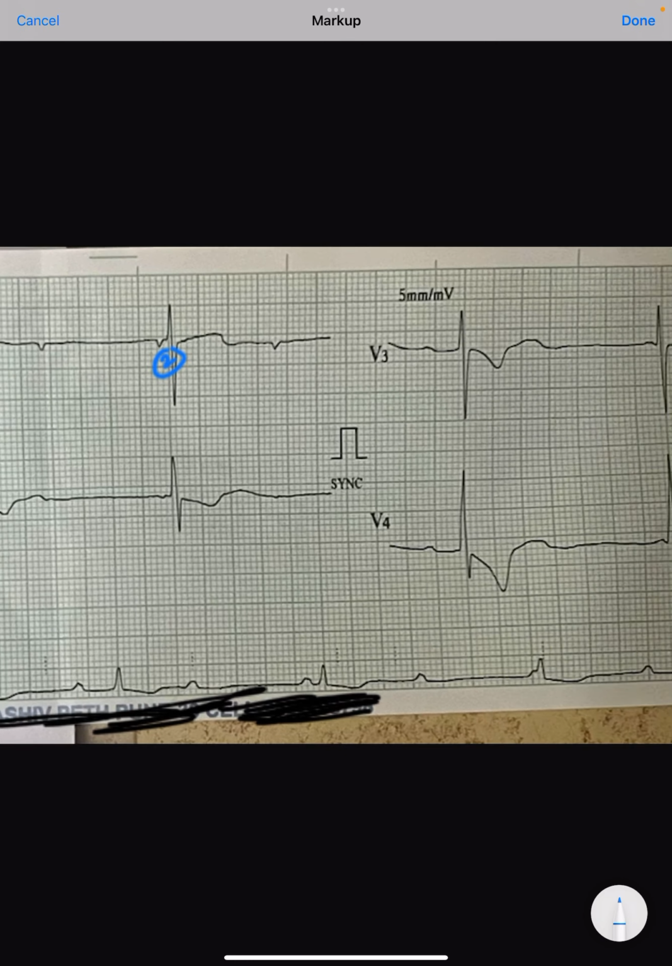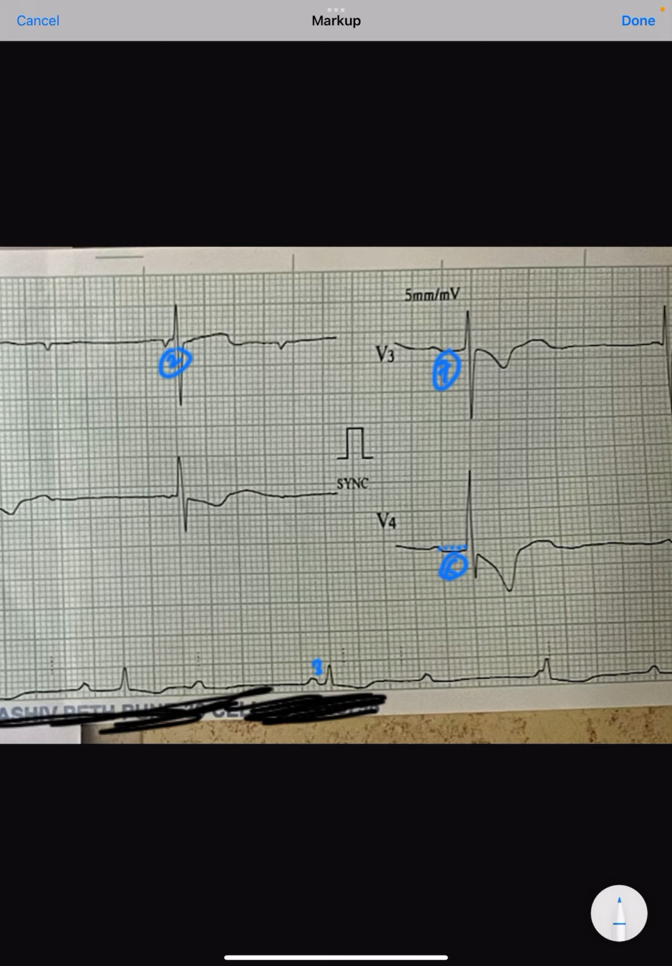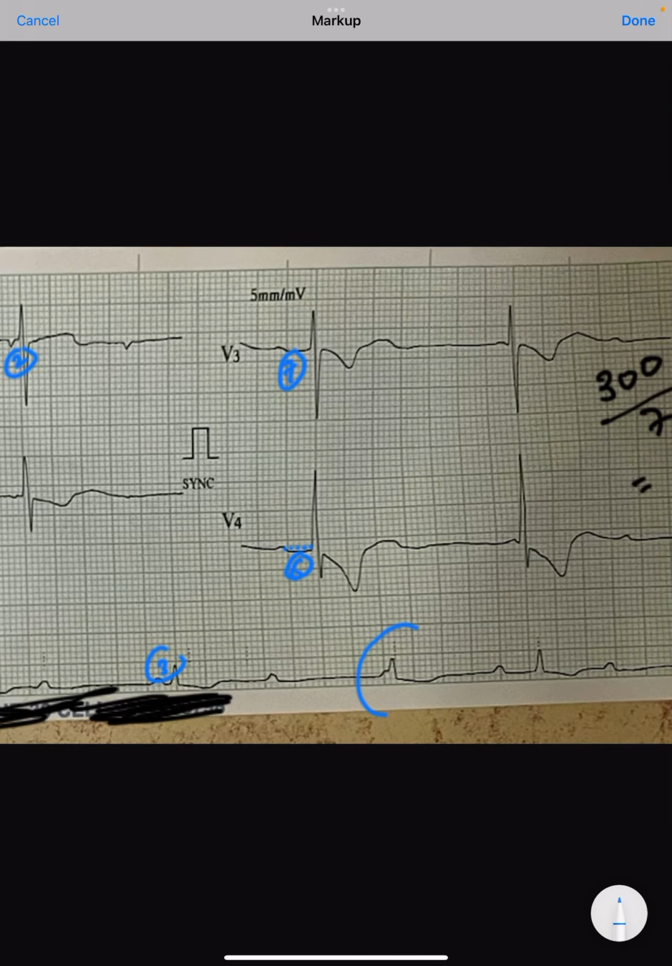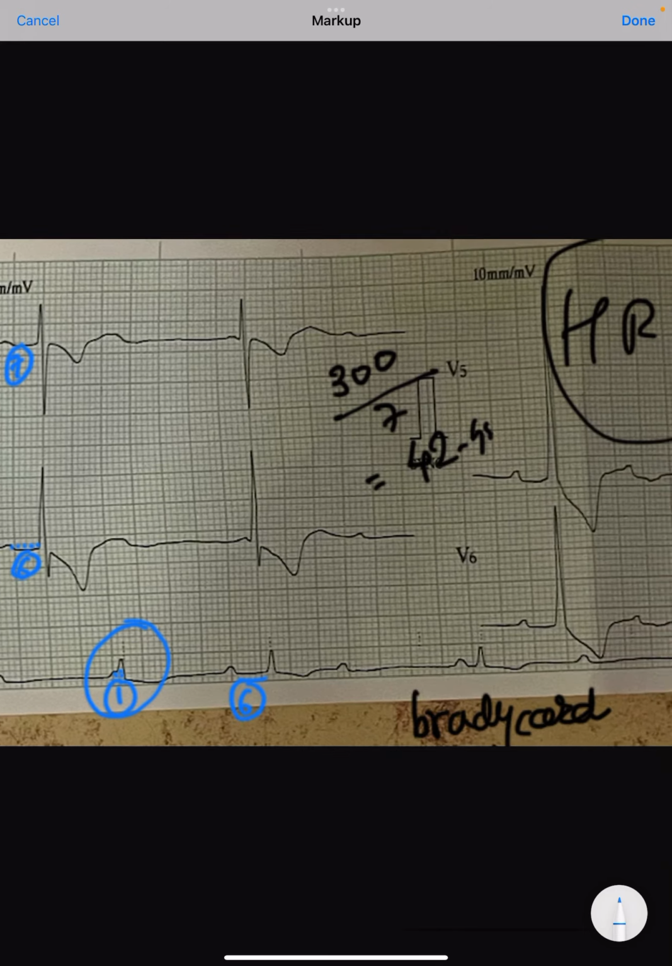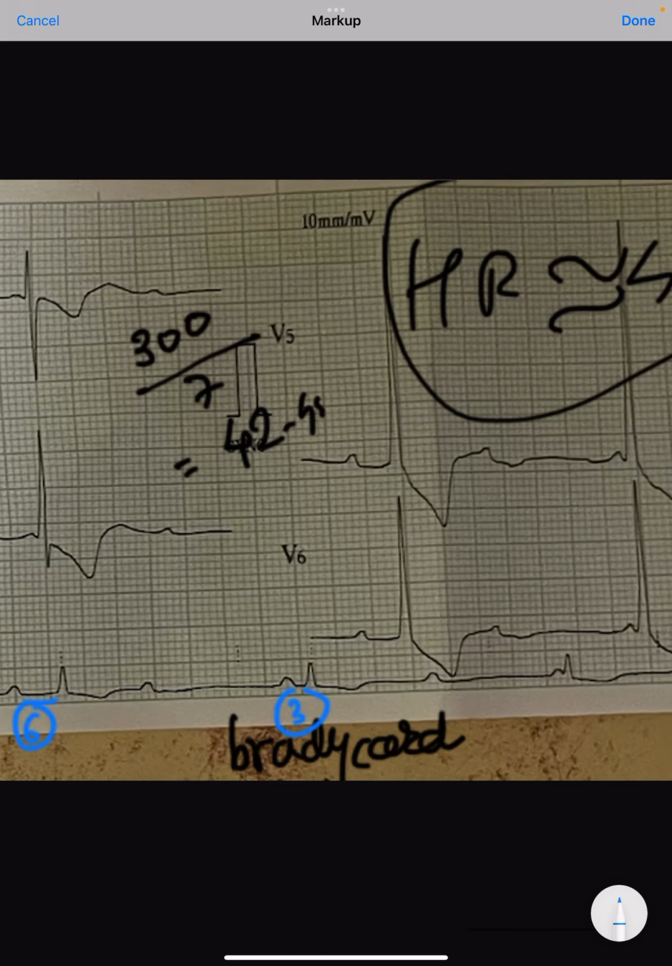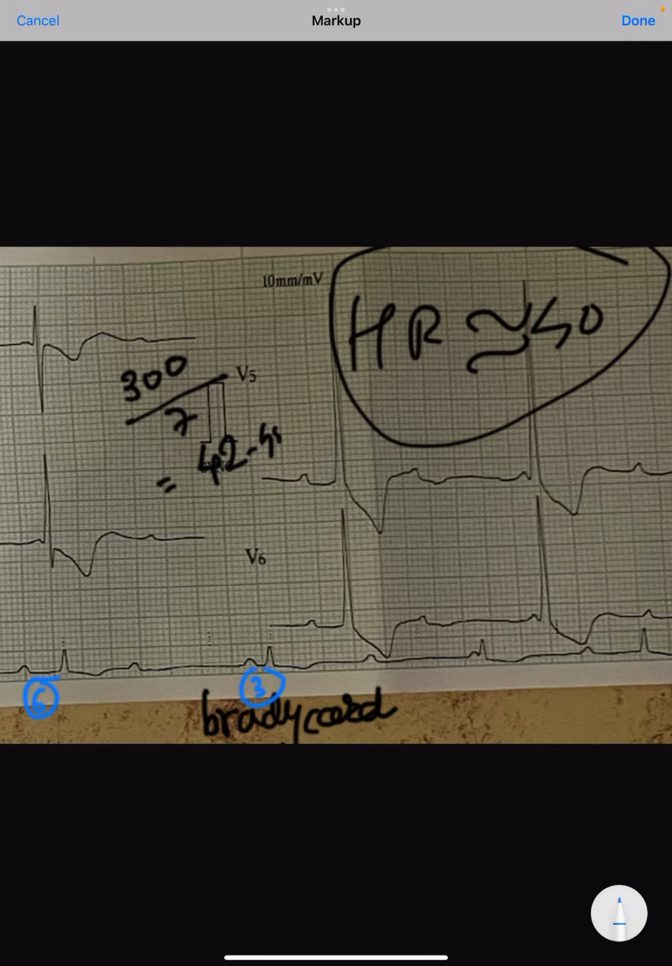Here around 5, 6, 7 small boxes. Here 1 2 3 4 5 6, around 6. Here around 3. Here, if you see, the P almost touches the QRS, so there is hardly one box. Here it is around 5 or 6 small boxes. Here around 3 small boxes. Here the P and QRS are almost sticking to each other. Here there is so much, 5 and 4, 9 small boxes.